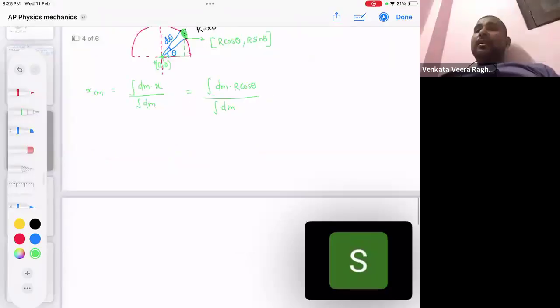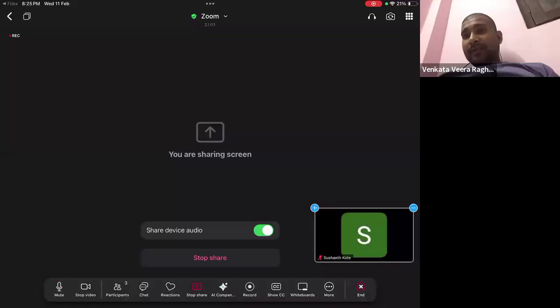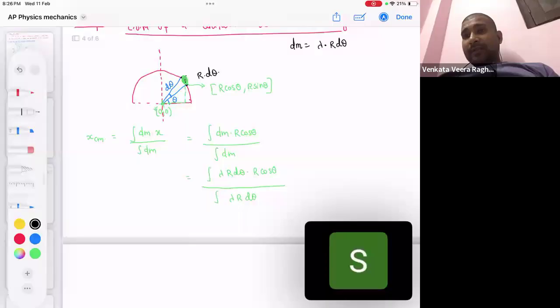Now we will integrate it and we'll get our answer. So what is the dm? Dm, we have it as lambda r d theta into r cos theta. Denominator, we have dm integration, that means lambda r d theta. And tell me where the theta will change. What will be the limit of integration of theta? You want to cover all the small elements. Then can I say the theta will go from 0 to 180 degrees? So 0 to pi integration.